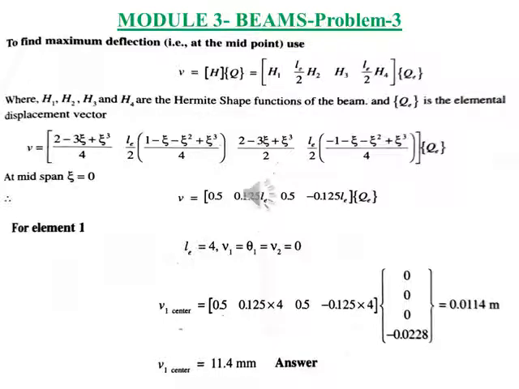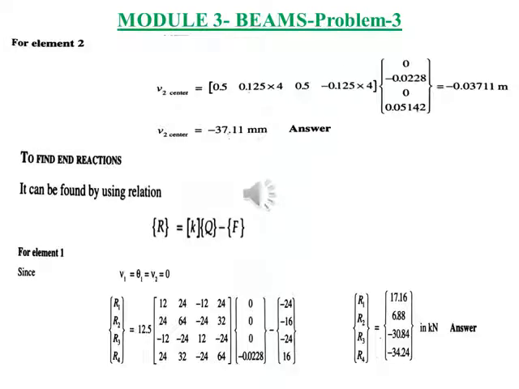So by direct substitution, we get the values for element 1. Mu1 is 11.4 millimeters. Similarly, substituting the values for element 2, we get the deflection to be minus 37.11 millimeters at the center.